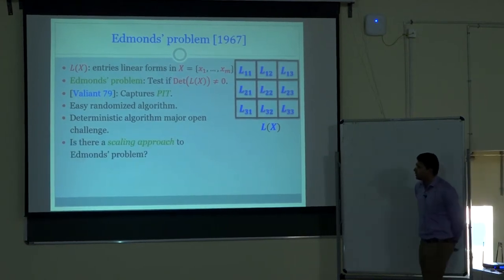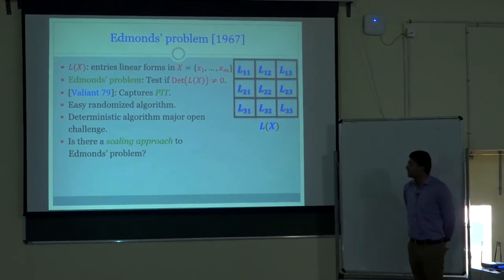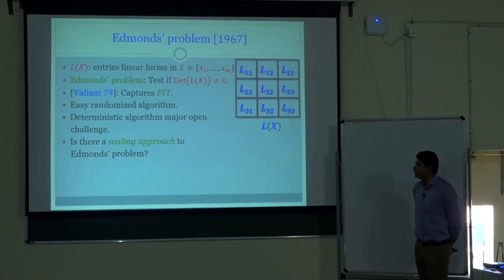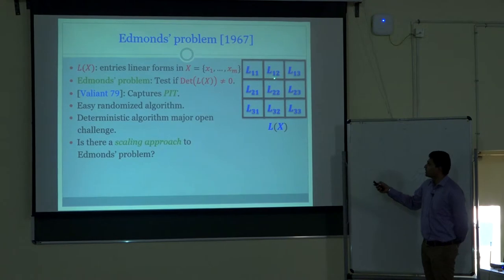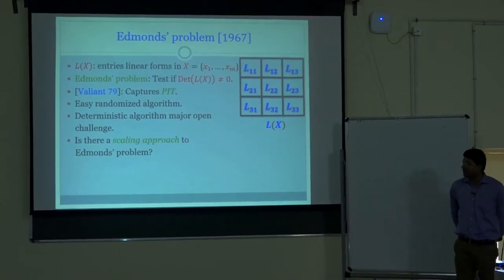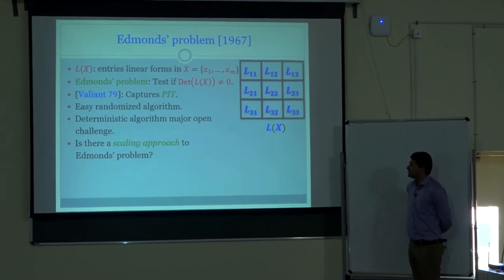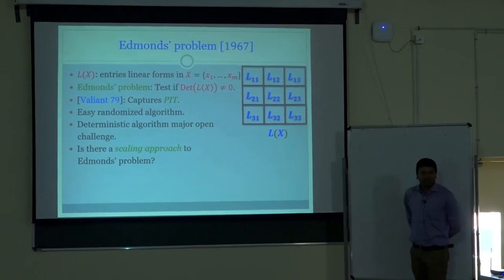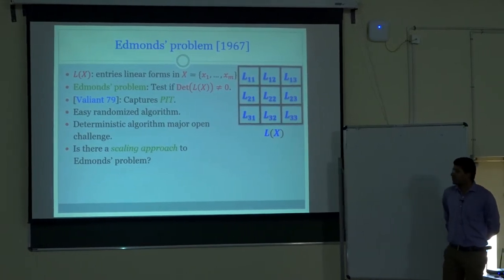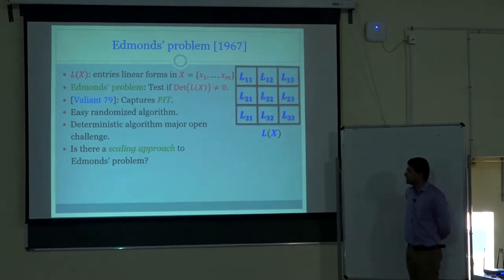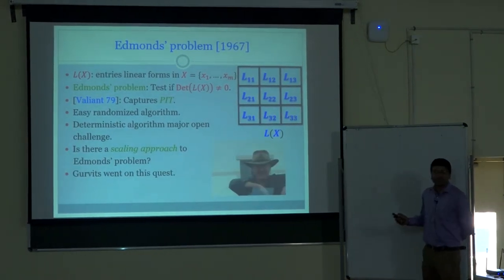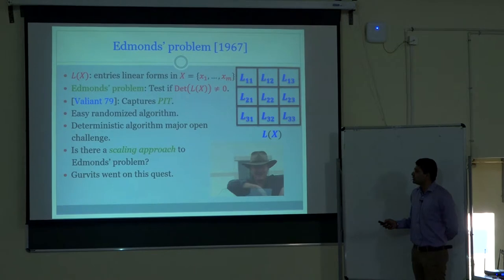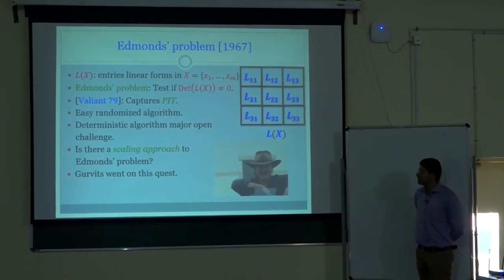Okay, so in the previous case, we saw the bipartite matching problem, which is a special case of this, and we also had a scaling approach to that problem. And then this is a natural question to ask: is there a scaling approach to the Edmonds problem? It's not clear at all, and this seems like a crazy question to ask, but Gurvits asked this question and he went on a quest to answer it. So this will bring us to the second scaling problem.